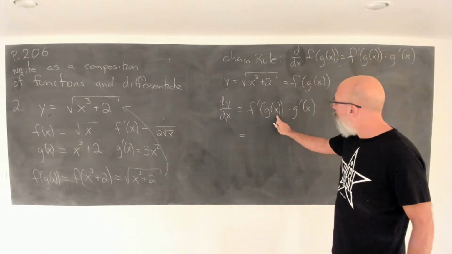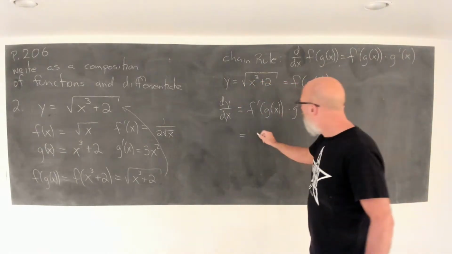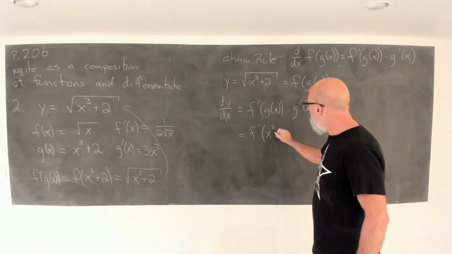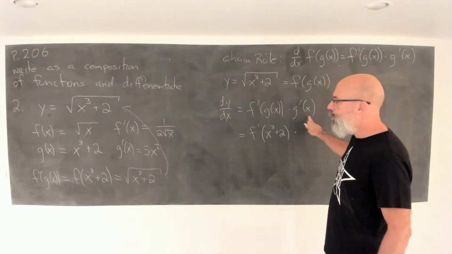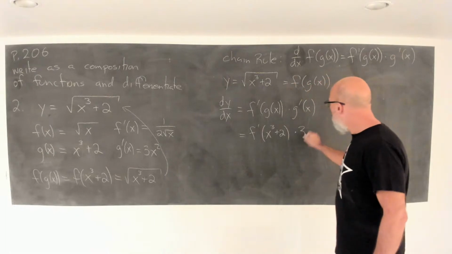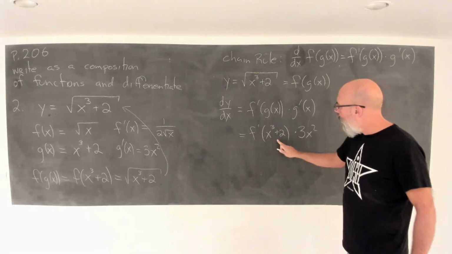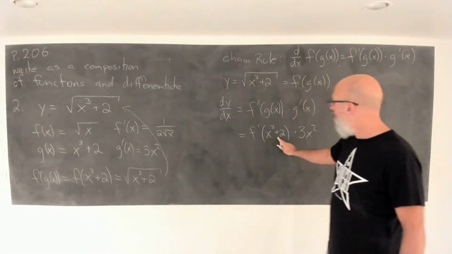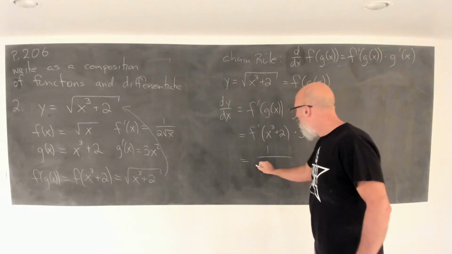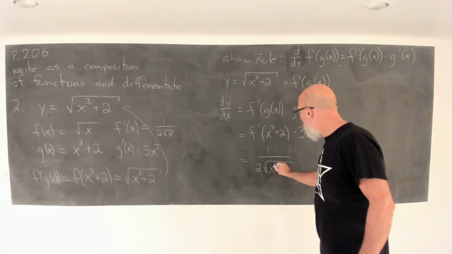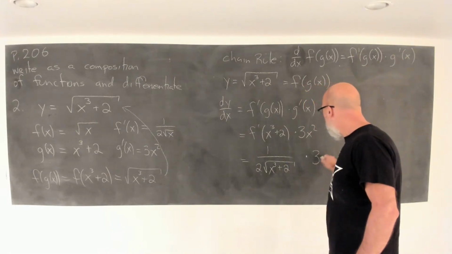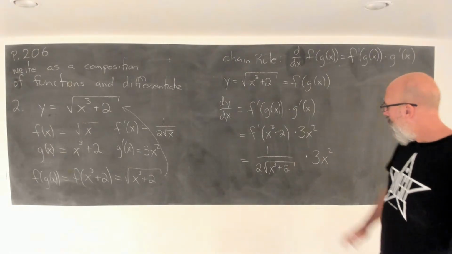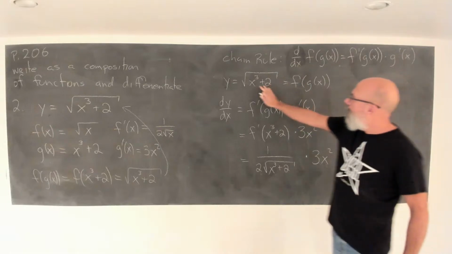So f prime of g of x, here's your f prime. G of x was x cubed plus 2. G prime is 3x squared. And f prime of x cubed plus 2, everywhere you see an x in f prime, you replace with x cubed plus 2, and we get 1 over 2 square root of x cubed plus 2 times 3x squared. This is the derivative of that.